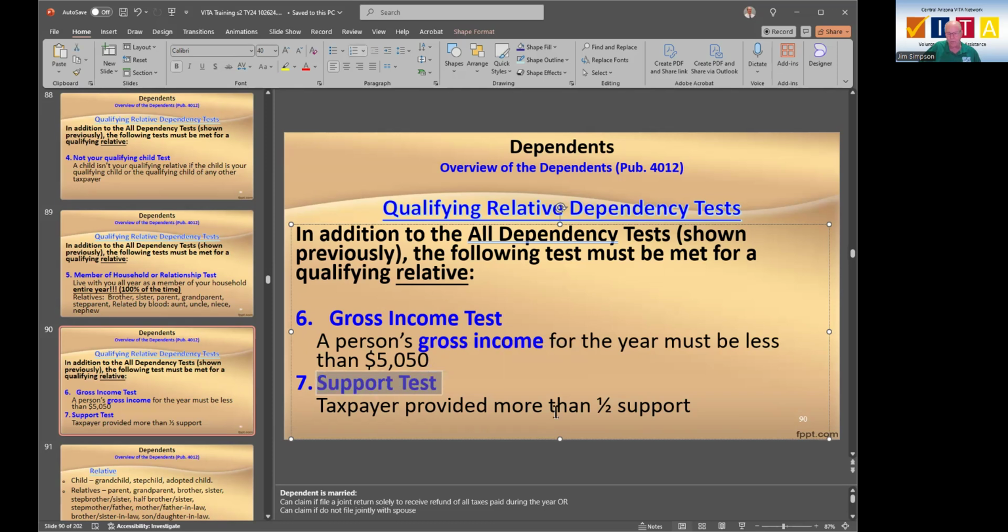The taxpayer had to provide more than half the support. Now, if they're living in your house, chances are you're providing more than half of their support. We'll show you how you could determine that. But if you're paying for all of the household bills and the rent and the utilities and everything, chances are you've provided more than half their support.